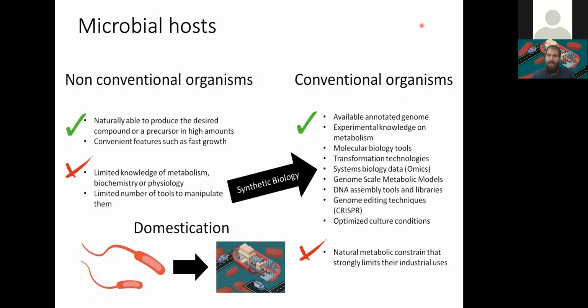So there are two main groups of organisms, or ways to separate these groups. One is the so-called non-conventional organisms, and the other is the conventional organisms. As you can imagine, conventional organisms are those where we have a lot of tools and knowledge, like E. coli and Saccharomyces cerevisiae, where we have Golden Gate libraries, CRISPR working efficiently, genome-scale metabolic models, and a lot of biochemical knowledge on the metabolism and enzymes characterized, and so on.